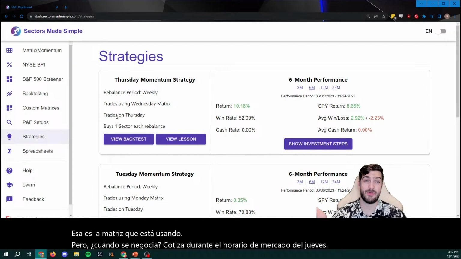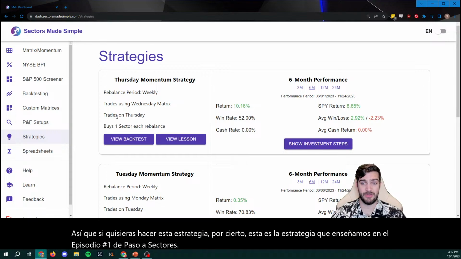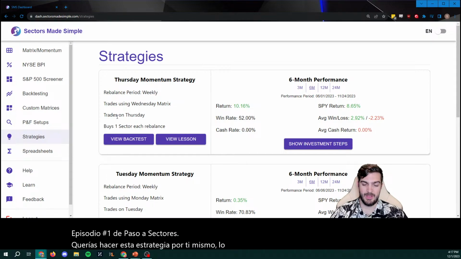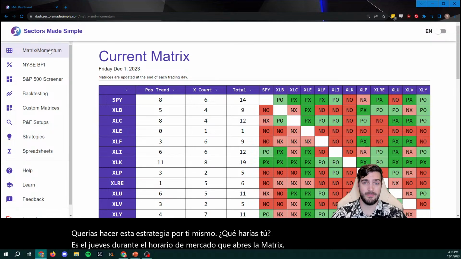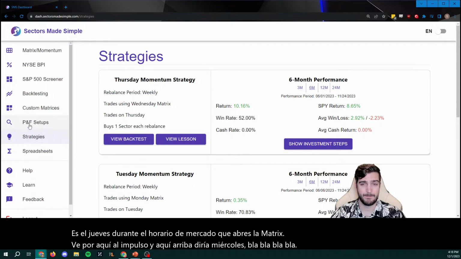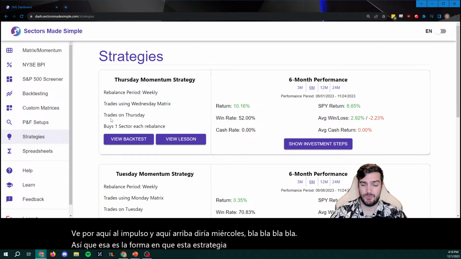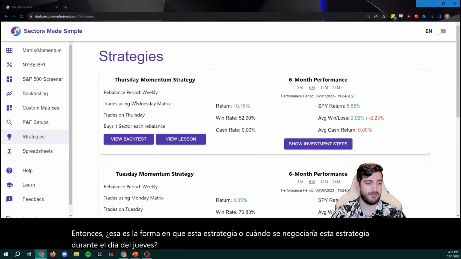So, if you wanted to do the strategy, by the way, this is the strategy we taught in episode number 1 of Step Into Sectors. If you wanted to do this strategy for yourself, what you would do is on Thursday, during market hours, you'd open up the matrix, go over here to momentum, and up here it would say Wednesday. So that is the way, or when, this strategy would trade. During the day on Thursday, using Wednesday's matrix.